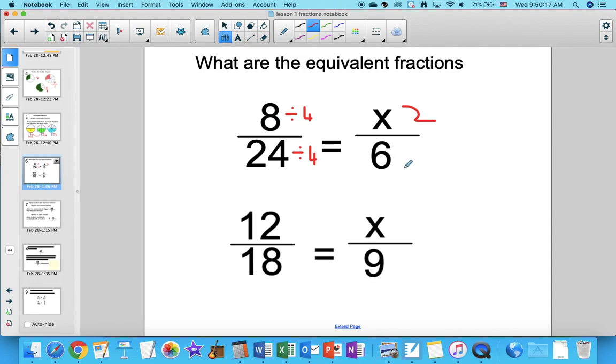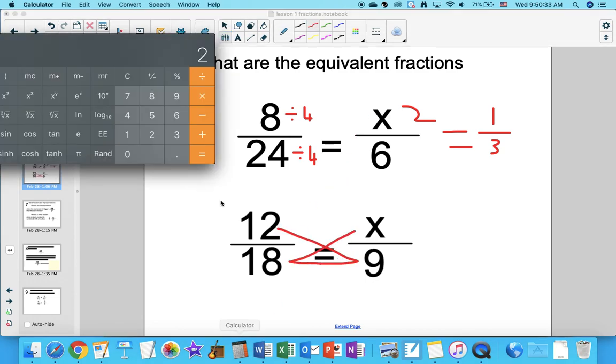2 over 6. I can go even a step further. I can simplify it even further. 2 over 6, divide this by 2, 1. Divide this by 2, 3. Right? Same here. 12 times 9 divided by 18 gives us a number. Okay. So 12 times 9 divided by 18 gives us 6.